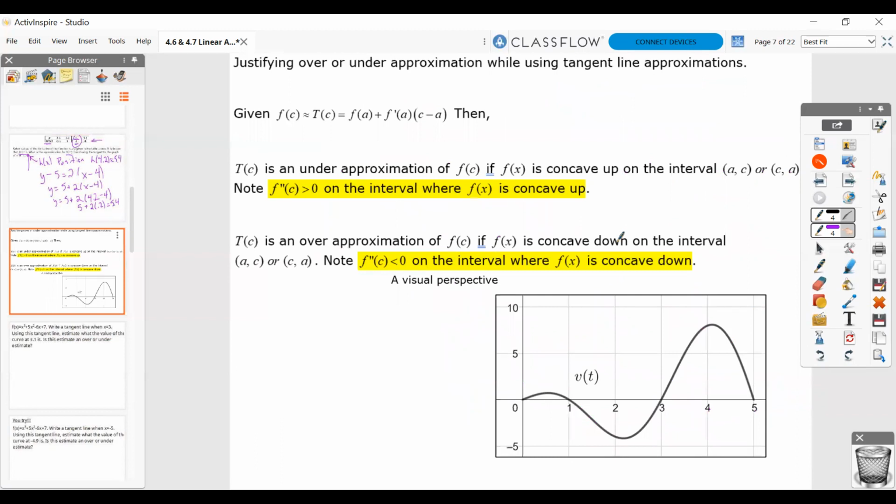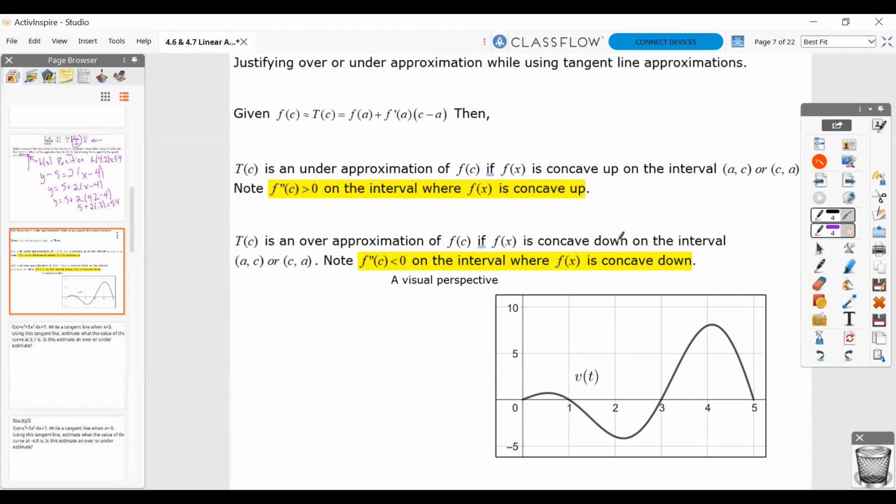Okay, so let's talk about justifying over and under approximations. Let's say that f of c is approximately t of c, which is equal to f of a plus f prime of a times c minus a. So c is the value we're trying to figure out. We're talking about this being concave up on this specific interval, a to c or c to a, either one, if c is before or after the tangent line we have.